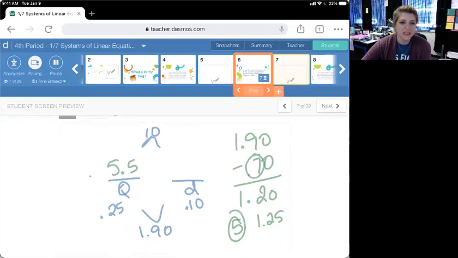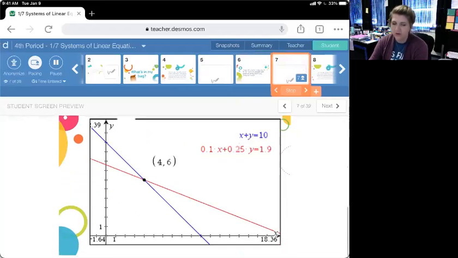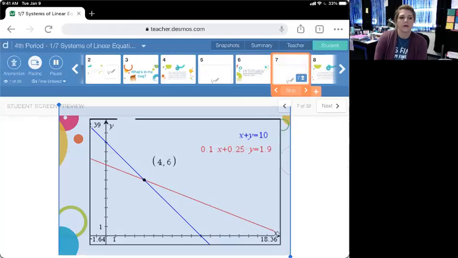Okay, I'm going to move you on to the next page. And let's take it down here to the bottom. So scroll on down on your page, and I want you to look at the graph.